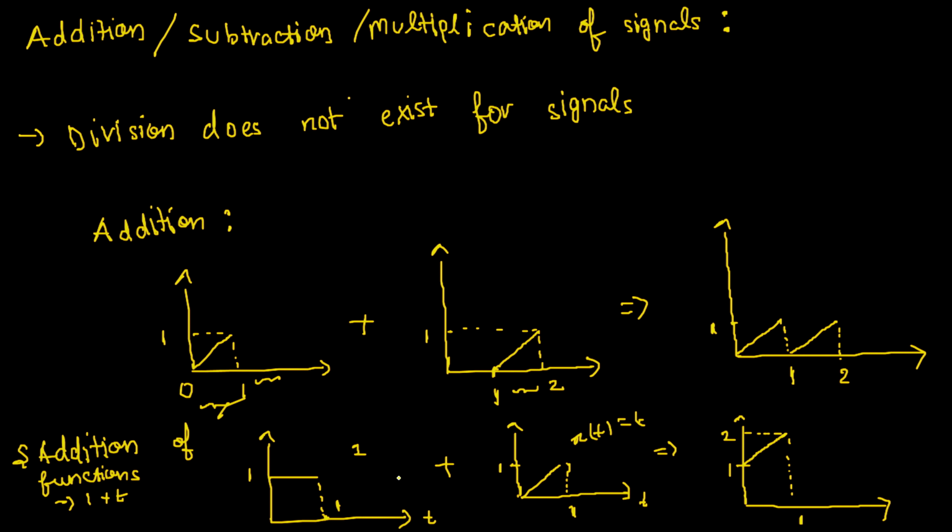So I need to get a graph such that the resultant graph is clearly going to be the sum of these two functions, which is 1 plus t. So I need to draw the graph for 1 plus t. So if x of t is equal to 1 plus t, at t is equal to 0, my x of t is at 1. And for t is equal to 1, x of t is at 0. And so on. This is a linear graph again. So that is addition.